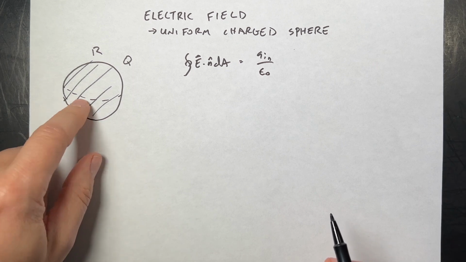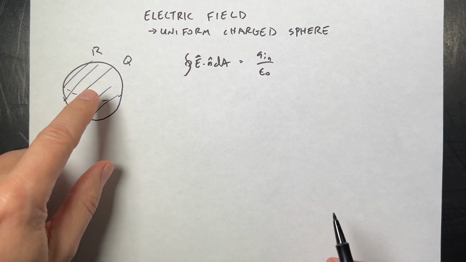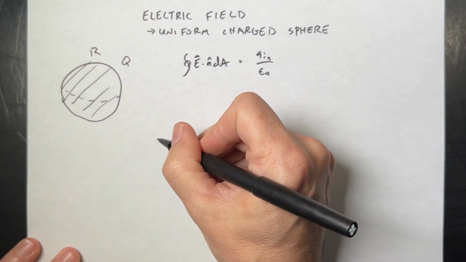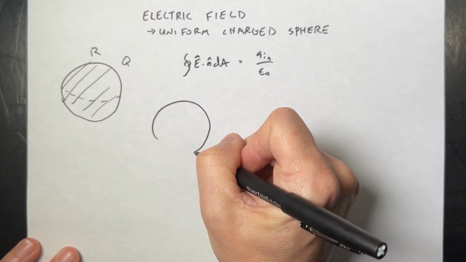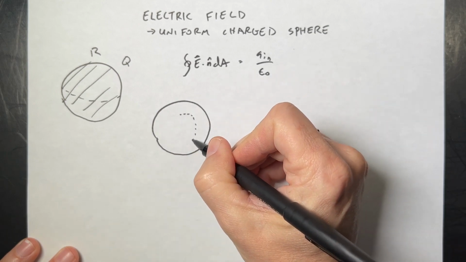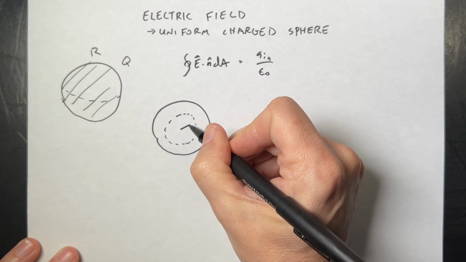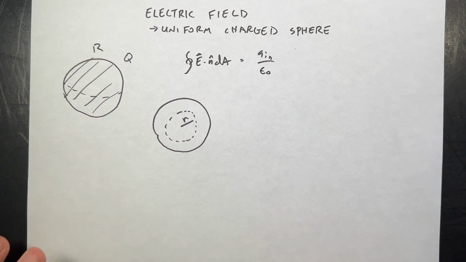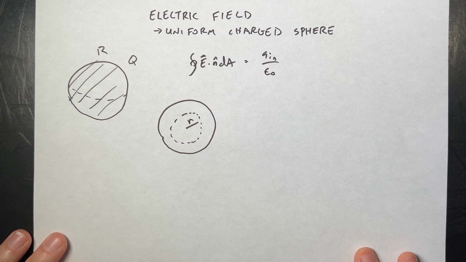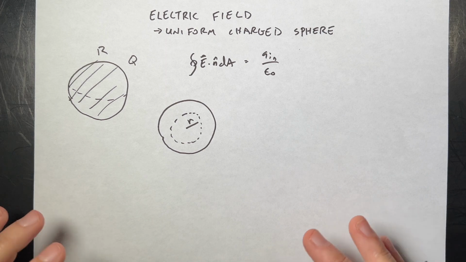Let me draw a better picture of this, because I want to find the electric field inside the sphere first. So here's my sphere, and it's uniformly charged. Suppose that I pick another sphere inside of there of radius lowercase r. Why would I do that? Because you have to make some assumptions about the shape of the electric field, and this is key.